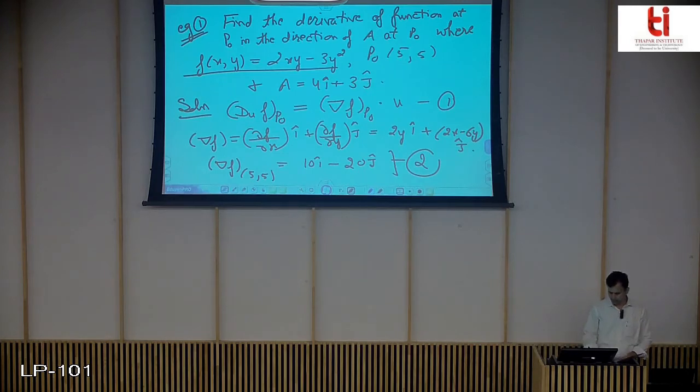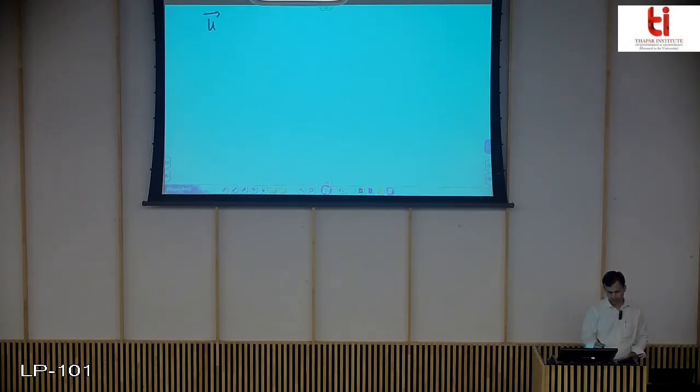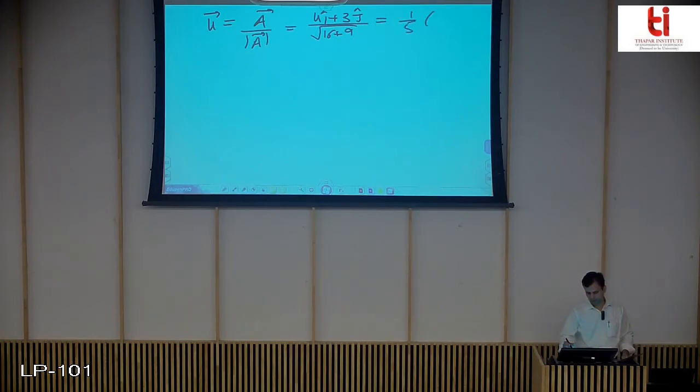Now we come to the unit vector. The unit vector is given by, the vector is A. Here most of the time we make a mistake: we take the vector as such. No, we have to use the unit vector here, because in the statement you have the dot product of the gradient with the unit vector. So the vector is A, that is 4i plus 3j. The unit vector is this vector divided by its modulus. So this gives you 1 upon 5 times (4i plus 3j).